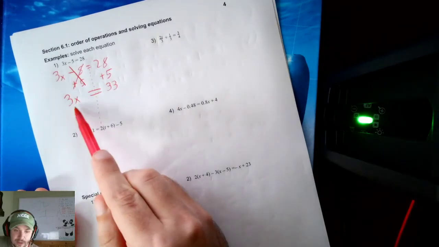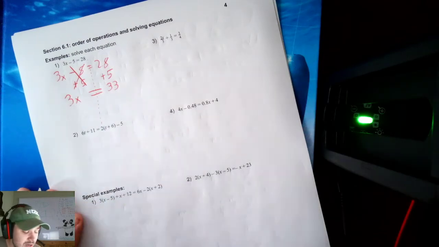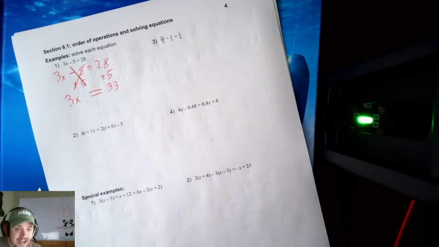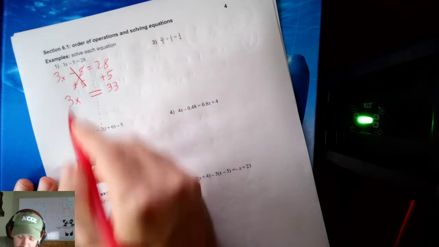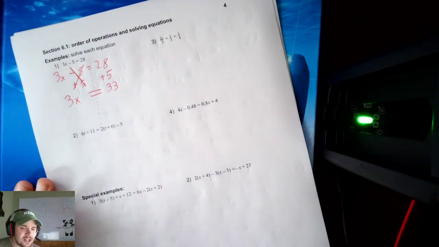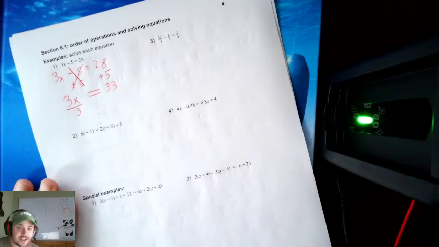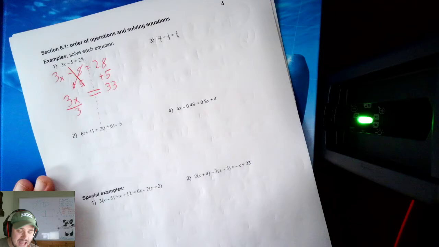Now, I got my variable terms here and my constant terms here. Now, I'm ready to move on to step 4. I'm ready to find my answer. I have 3 times x here. What's the opposite of multiplication? That's division. So I'll use the division property to get rid of that 3.